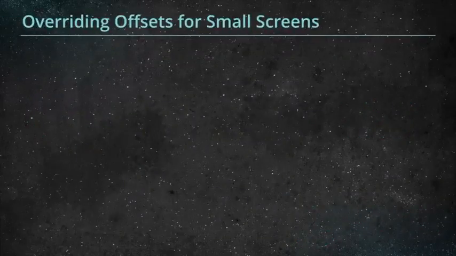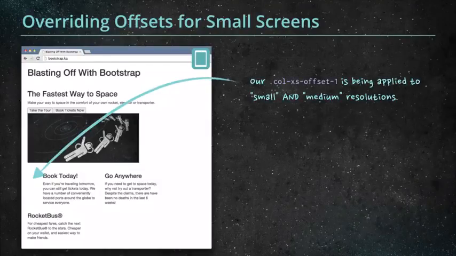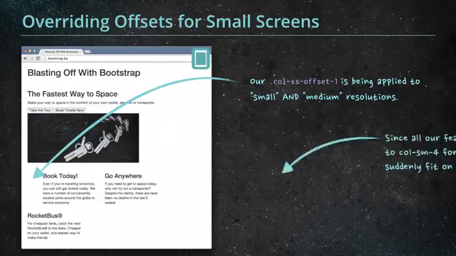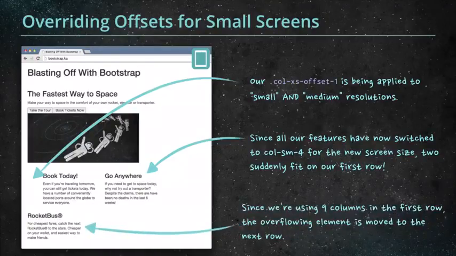If we preview our site again in small mode, we'll see that our featured items don't look like we'd expect them to. Our offset that we added for extra small mode, well, it's actually being applied for small and medium resolutions as well because we haven't overridden it for those larger sizes. Since we're using 9 columns in the first horizontal space, Rocket Bus is moved to the next row. Let's check out how to override this offset for small screens and above.